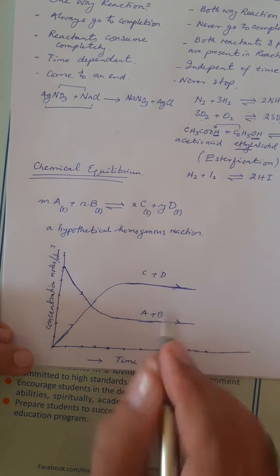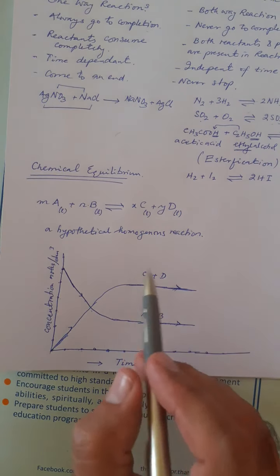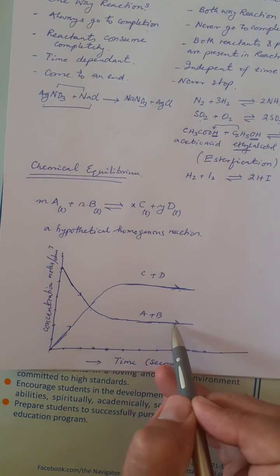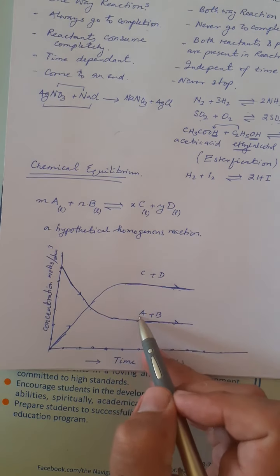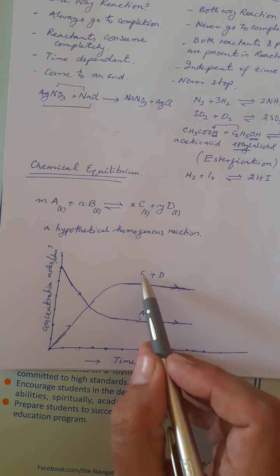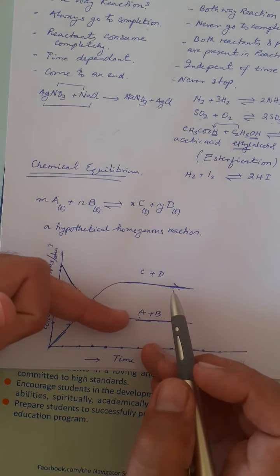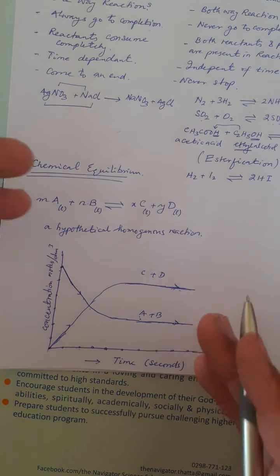Now kindly just look at this graph. The graph tells that the quantity of CD is not changing and the quantity of AB is not changing. Why? Because they are reacting to form this and they are reacting to form those. So the quantities lost from CD to AB are gained from AB to CD. Why is the concentration not changing?